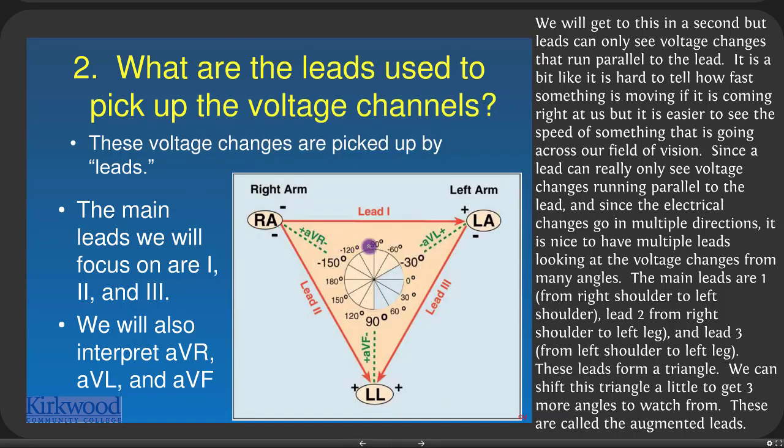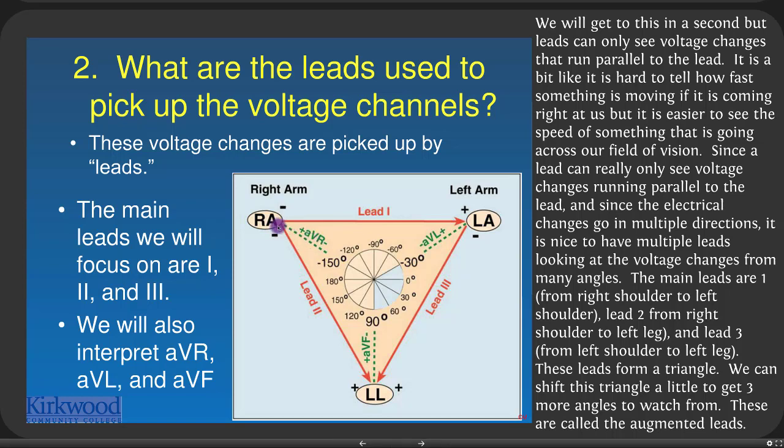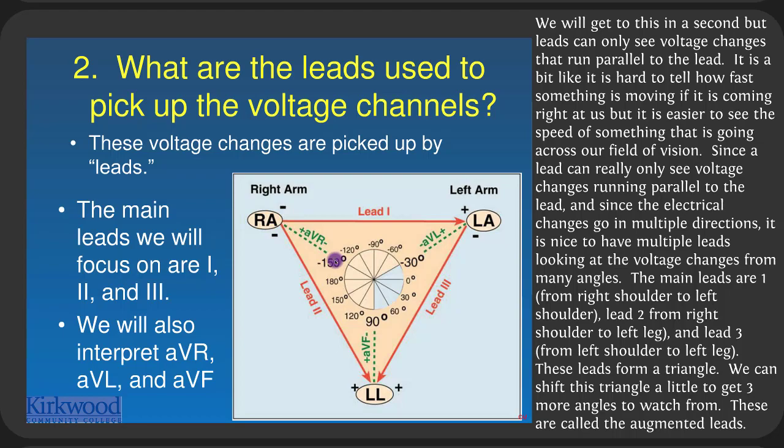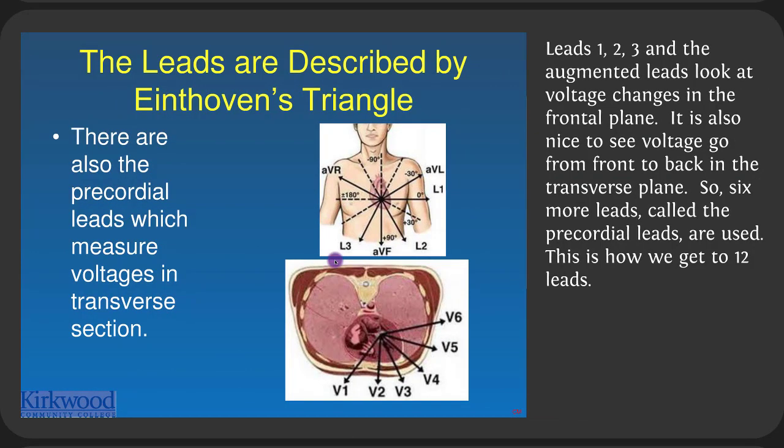Sometimes we like to shift this triangle a little bit, and those are what the green lines are. Those are called the augmented leads, and that just shifts the angle a little bit. Notice that it splits the angle, and so it has 3 more angles to look at in the frontal plane of the voltage going through the heart. Leads 1, 2, and 3 and the augmented leads, again, look at voltage changes in the frontal plane.